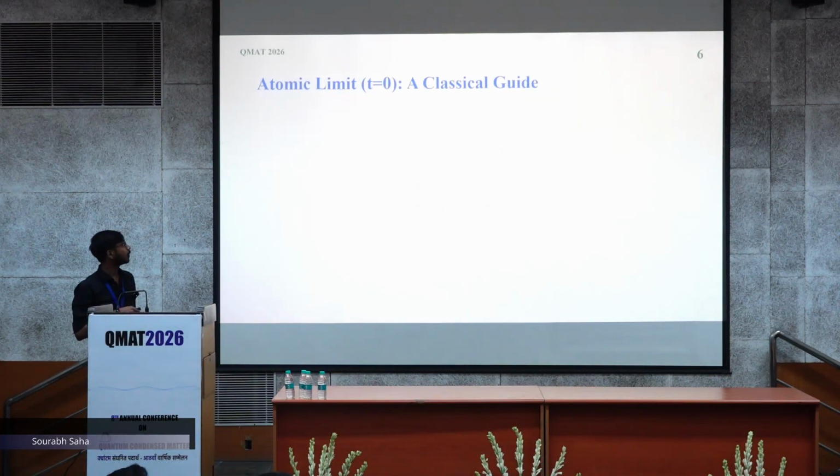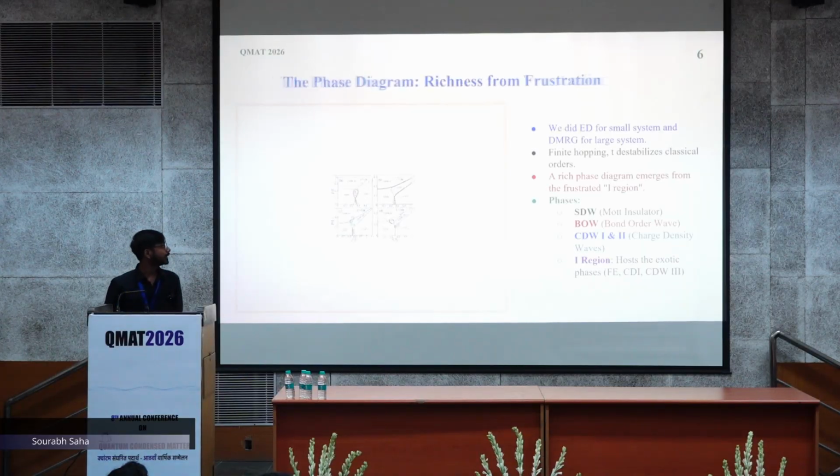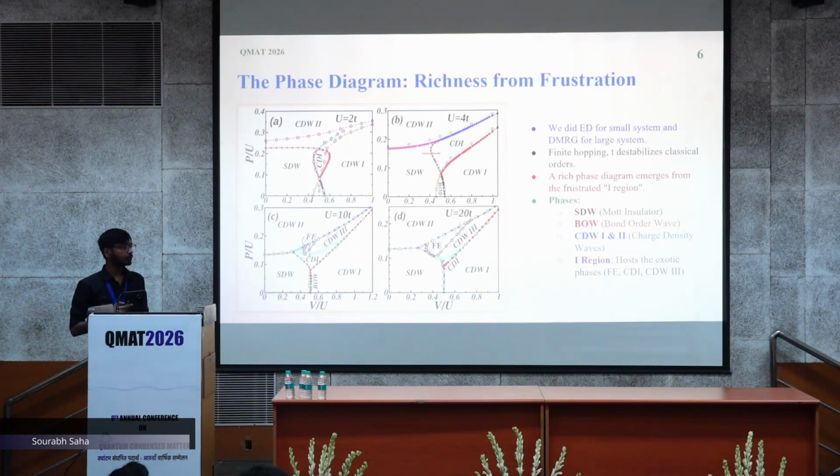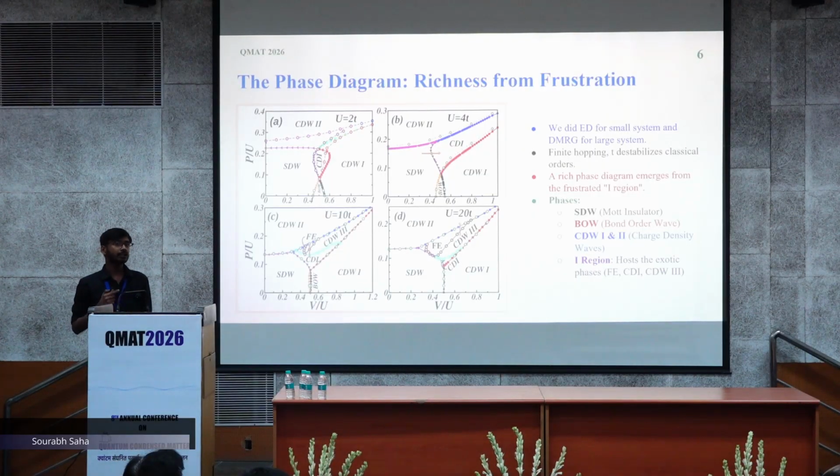Of course, the real world has quantum fluctuations, so to deal with the quantum many-body problem, we have used mainly two numerical methods. One is exact diagonalization for small systems, and for large systems we have used the density matrix renormalization group. Using DMRG, we have calculated the spin gap, charge gap, different order parameters and the correlations. And here is the fruit of that labor.